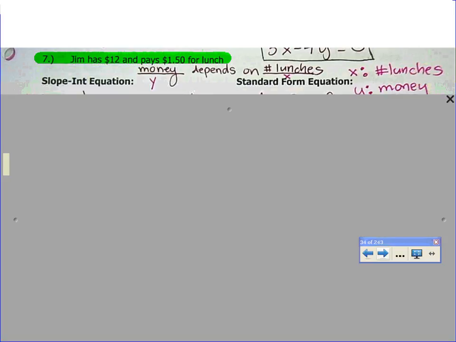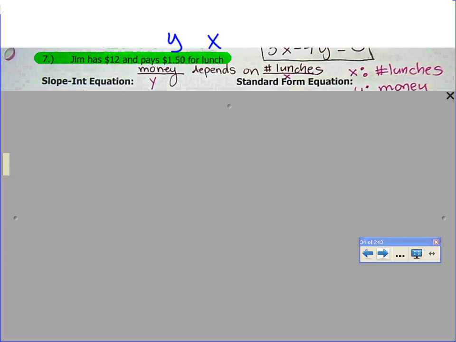Good job. The money. So here's another one where you could use y, and here's the word per or for x. So in this one, x is lunch, money is y. So you can always use your rate of change and do y per x. In this case, the key word is for. So money depends on lunches, x is the number of lunches, y is money.